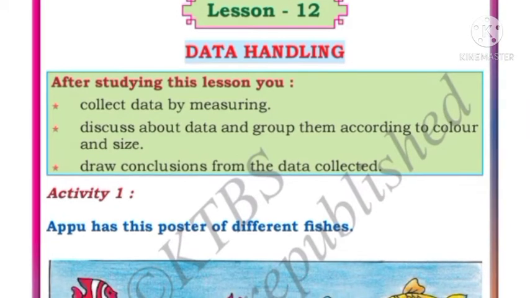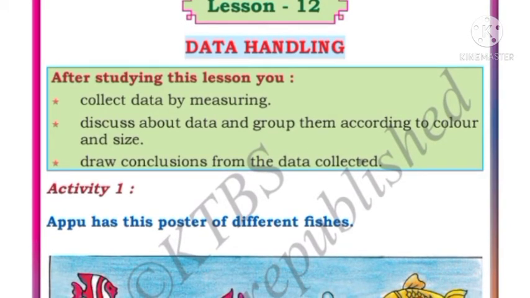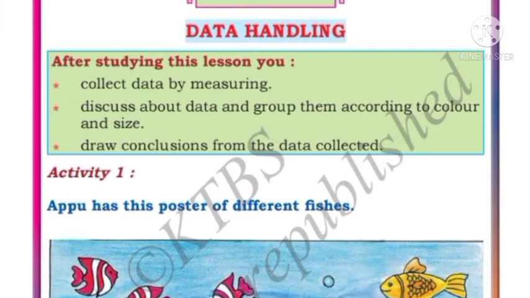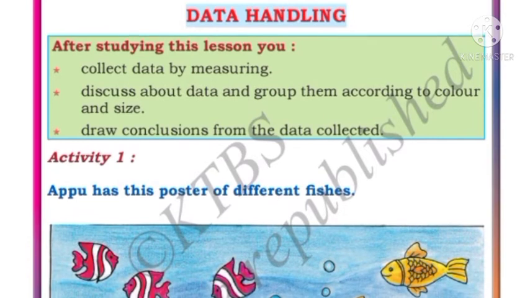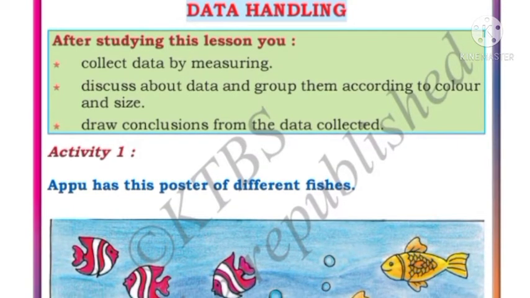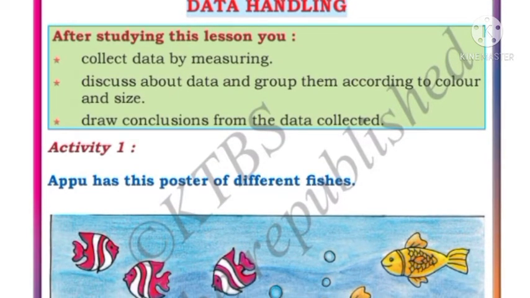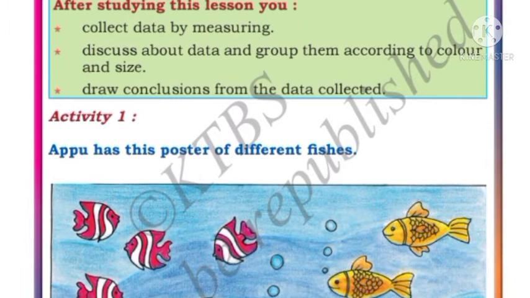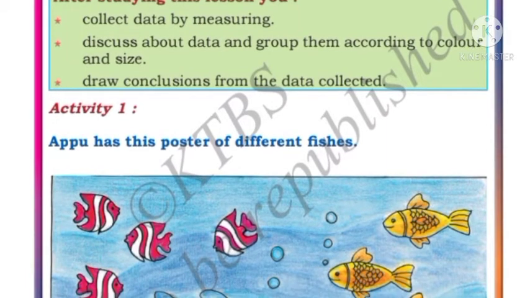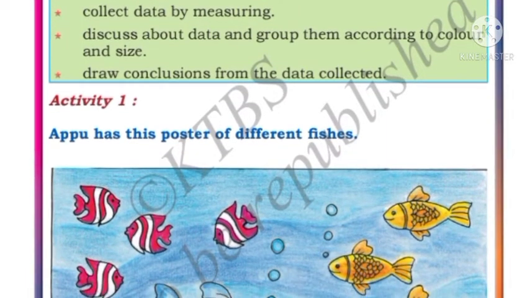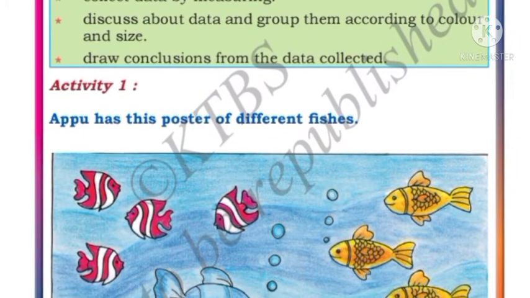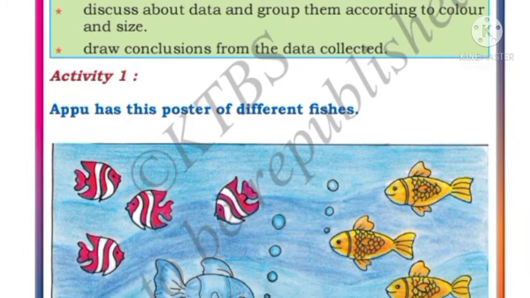In this video, we are going to study lesson number 12 of class 2 maths, that is data handling. After studying this lesson, you will collect data by measuring. You will discuss data and we will group them according to color and size, and we will draw conclusions from the data collected. To understand how to collect data and how to collect the groups, we have different types of activities mentioned here. If you study all these activities, you can easily learn about the collection of data.